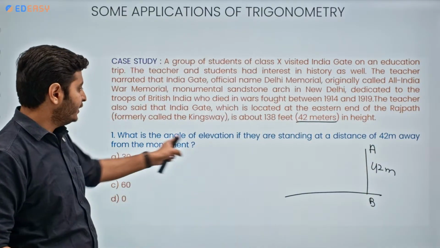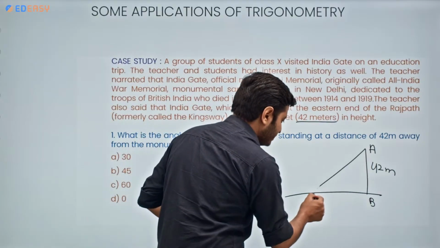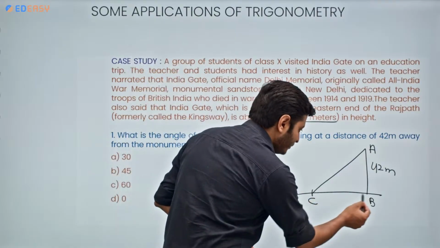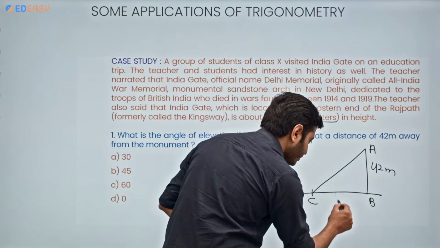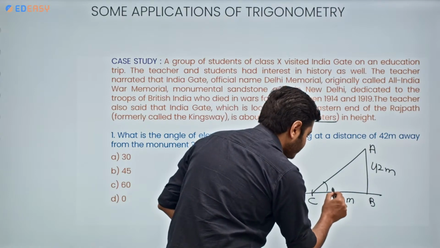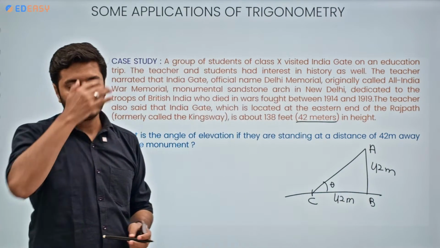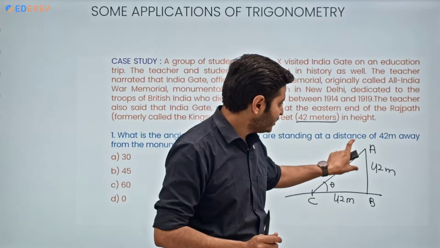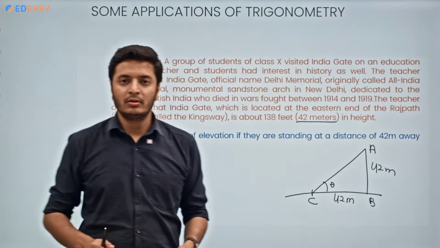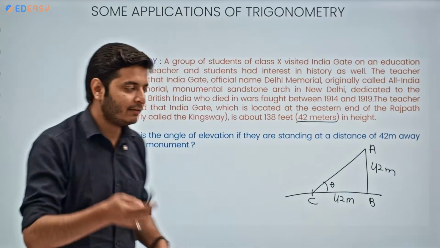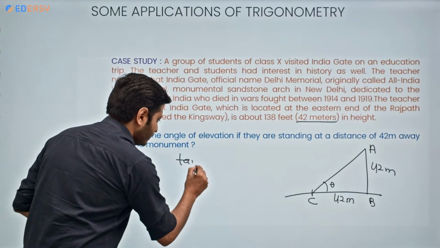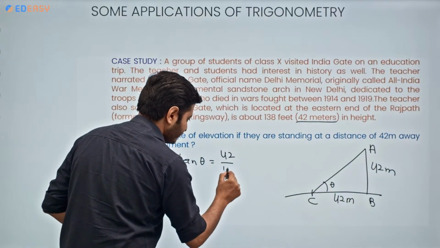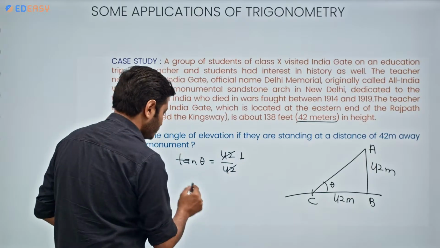Now we need to find the angle of elevation. So suppose the group is standing here at point C. The distance between them and the foot of the India Gate is 42 meters. We need to find the value of this angle. Suppose this is theta for now. Now we can easily find the value of this angle using the ratio between this side and this side. So this is about perpendicular and base. Again we can go with tan theta. So tan theta is AB by BC or 42 by 42. 1. So tan theta is 1.